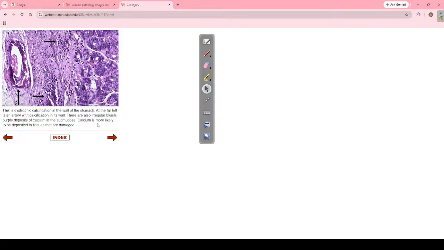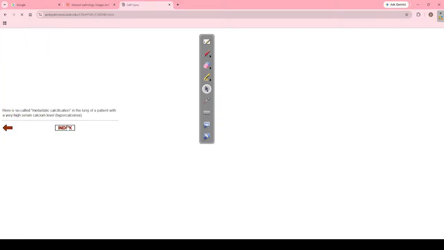This is dystrophic calcification in the wall of the stomach, and the fundus there is an artery with calcification in the wall, and there is also irregular bluish purple deposits of calcium in this submucosa here. Dystrophic calcification is more likely to occur in damaged tissue.